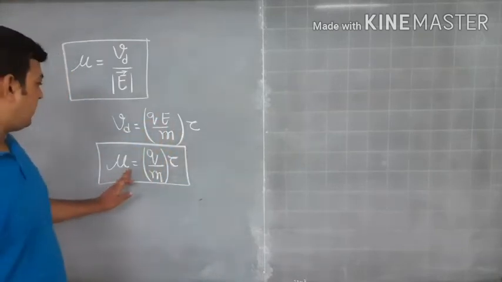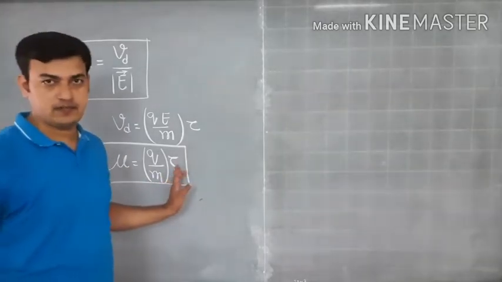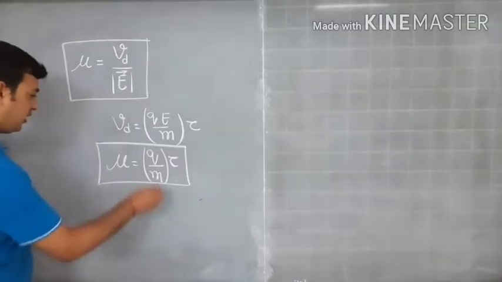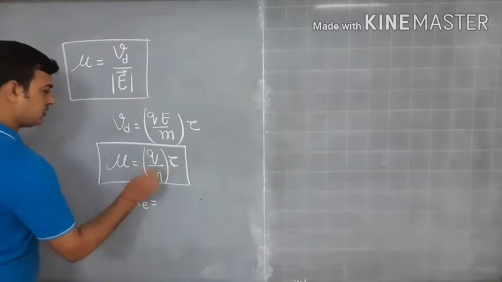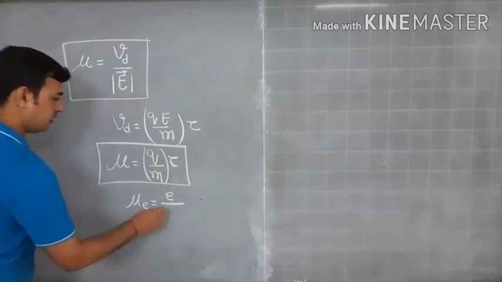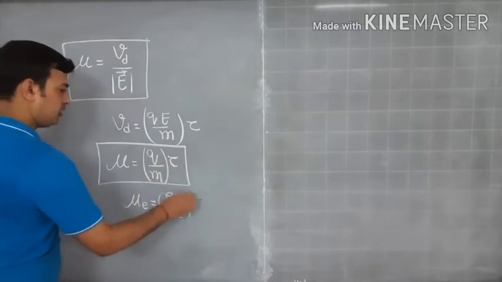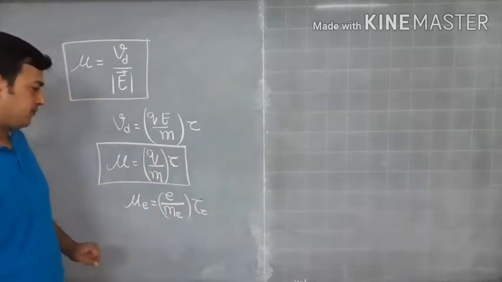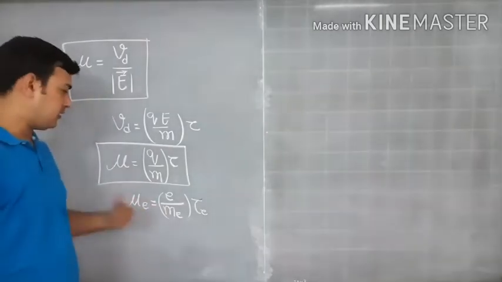So this is the mobility in terms of relaxation time. And if I consider the case of an electron, then I can write the mobility of the electron as e tau_e over m_e, where e is the charge on the electron, m_e is the mass of the electron, and tau_e is the relaxation time for the electron. So for an electron, we can write the mobility like this.